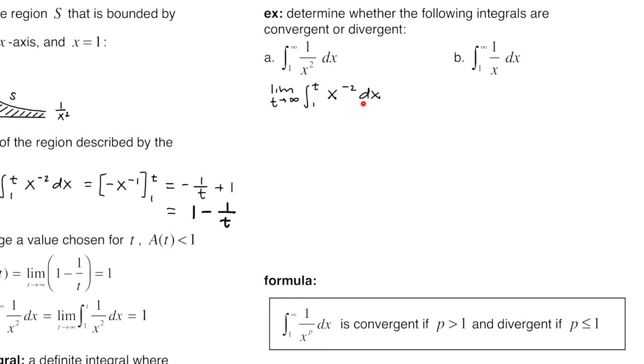So next we're going to integrate this. So just like the first example in the notes, we're going to plug in t minus plugging in 1. So you end up getting negative 1 over t plus 1. Since t gets larger and larger, this fraction is going to go to 0, and so you just have 1.